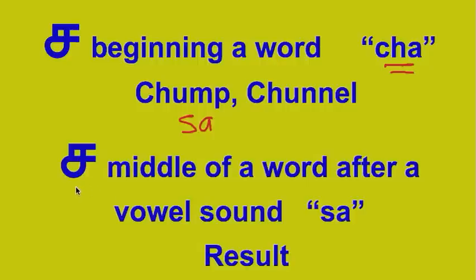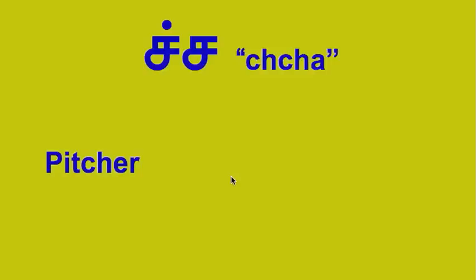When the letter is in the middle of a word following a vowel sound, then it always makes the sa sound and only the sa sound, as in the word result, result. So it's result, sa. And as you can probably guess, if the cha follows the ich letter, then it makes itcha, like in the word picture, picture.